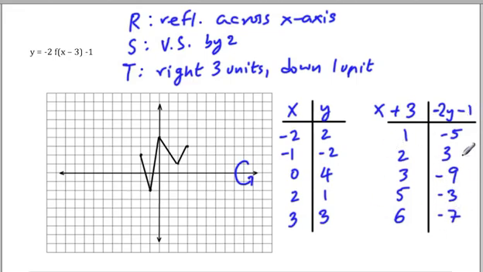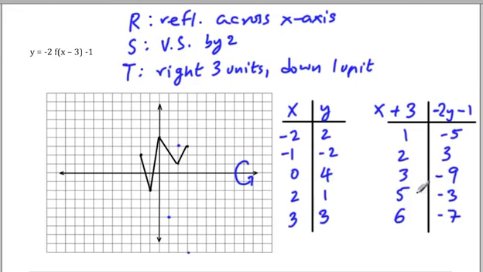So now these are a set of coordinates that we have to plot. Okay, so it's 1, negative 5. So 1, 2, 3, 4, 5. Okay, next one is 2, 3. So we have 2, 1, 2, 3. We have that right there. 3, negative 9. So I don't know if I have enough spots, but let's just see. 1, 2, 3, 4, 5, 6, 7, 8, 9. Oh wow, just made it.